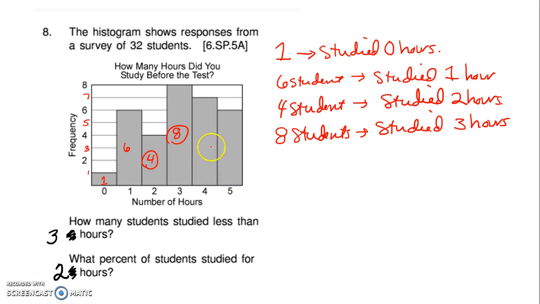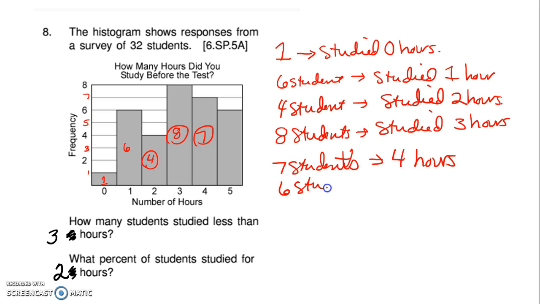Okay, how many students studied 4 hours? 7. 7 students studied 4 hours. All right, so we know 8 students studied for 3 hours. We just figured out that 7 students studied for 4 hours. And how many students studied 5 hours? 6 students studied for 5 hours.